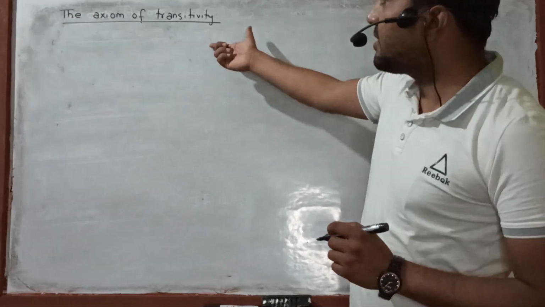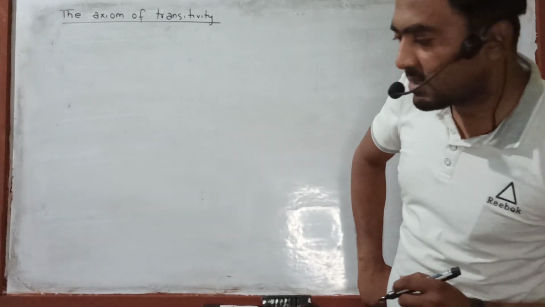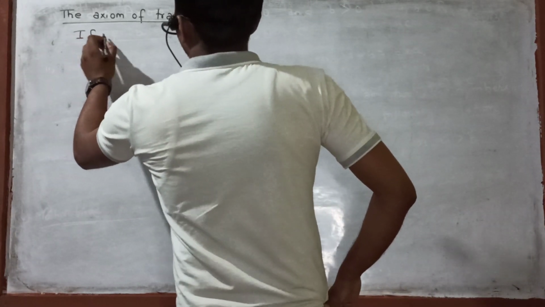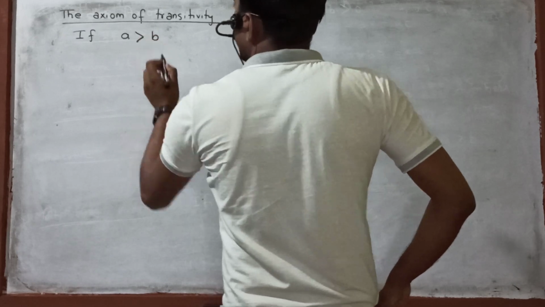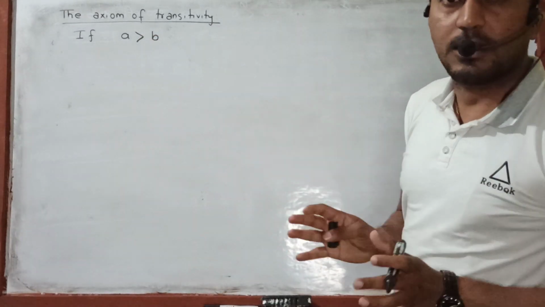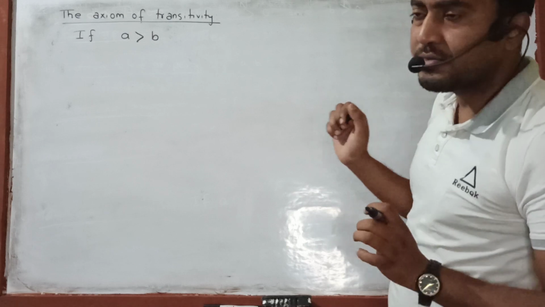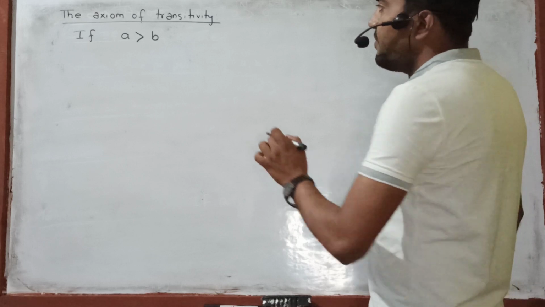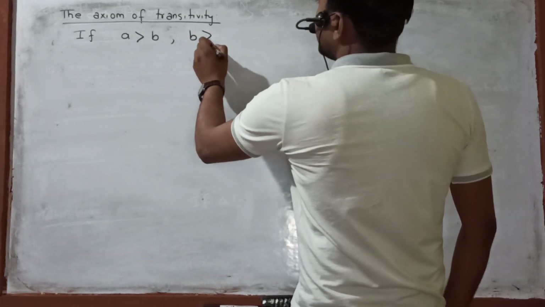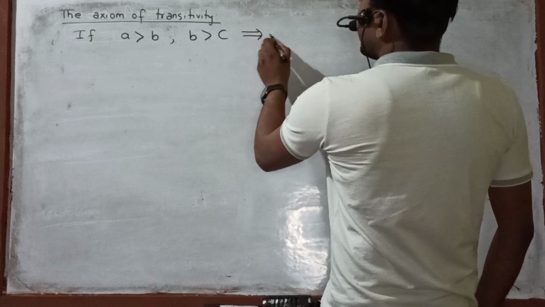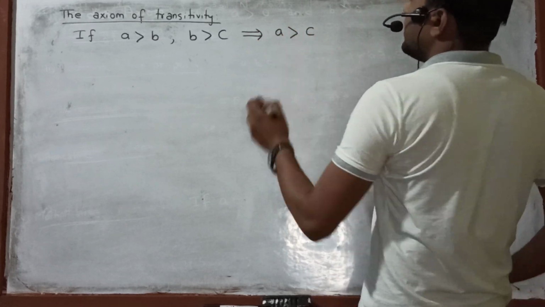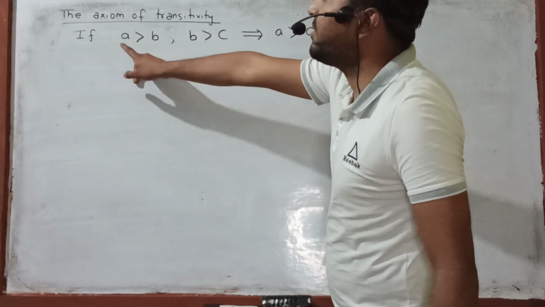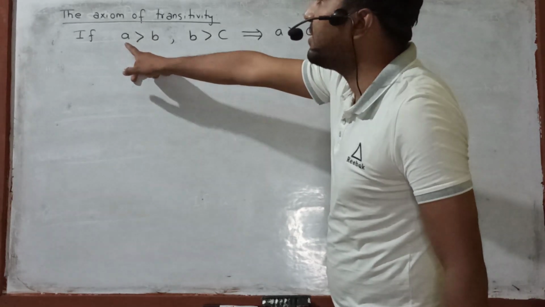Now let us see the axiom of transitivity. What does this axiom say to us? If a is greater than b, we are totally dealing with real numbers. Don't forget that. Whatever numbers we take, they will be elements of the set of real numbers. So if a is greater than b, and b is greater than c, then this will imply that a is greater than c. For example, if you take a greater than b, suppose the value of a is 5, and b is 4.